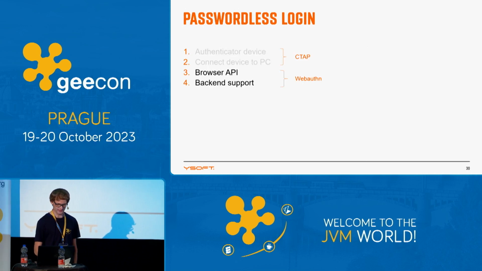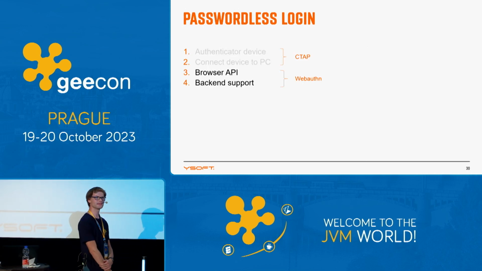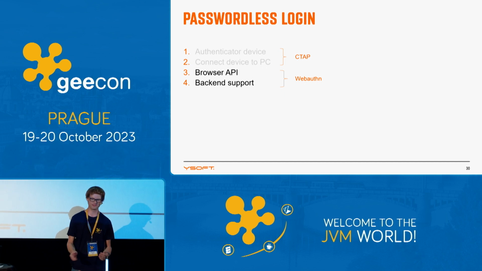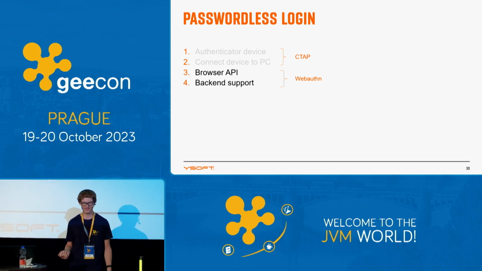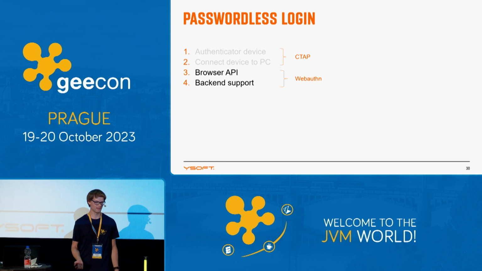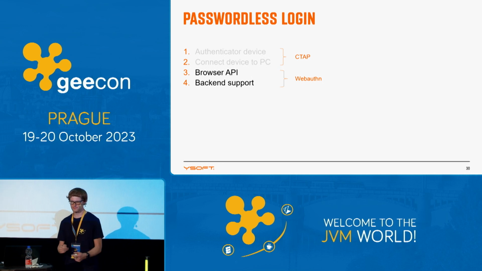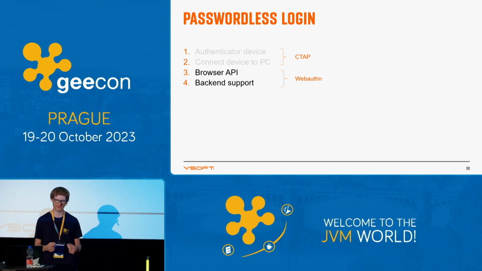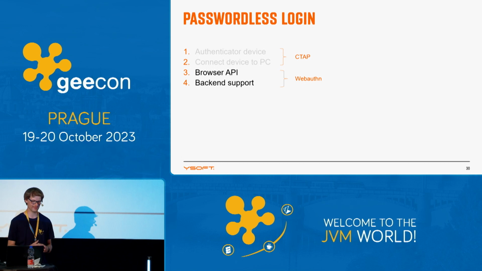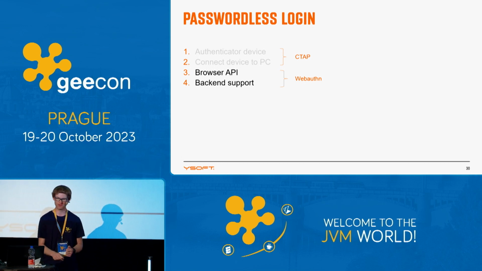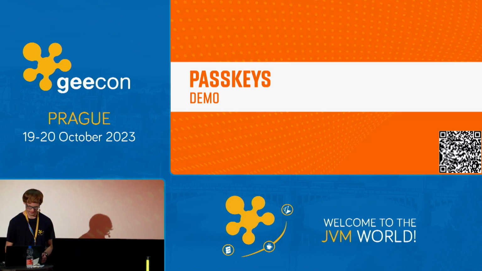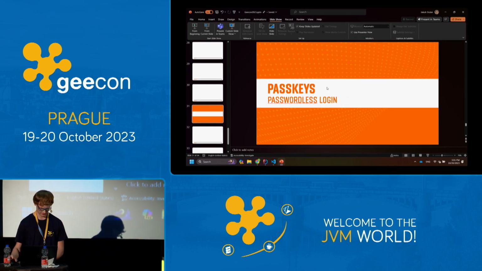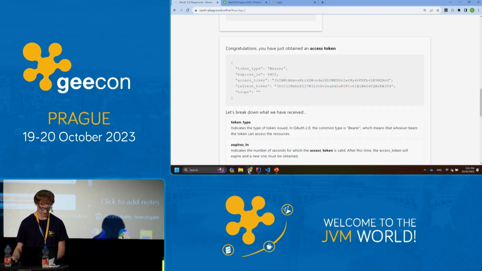So that's it. We have the first 2 points covered, and we didn't have to write anything. This is all between the hardware and the operating system and the browser. So the other half of the problem, the browser API and the backend support, is on us as web developers. And this other half is covered in a specification called WebAuthn. And about this, I won't speak anymore, because I will show instead.